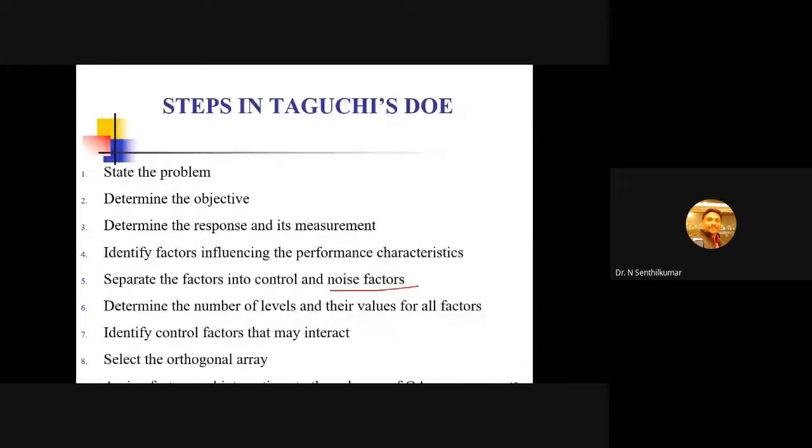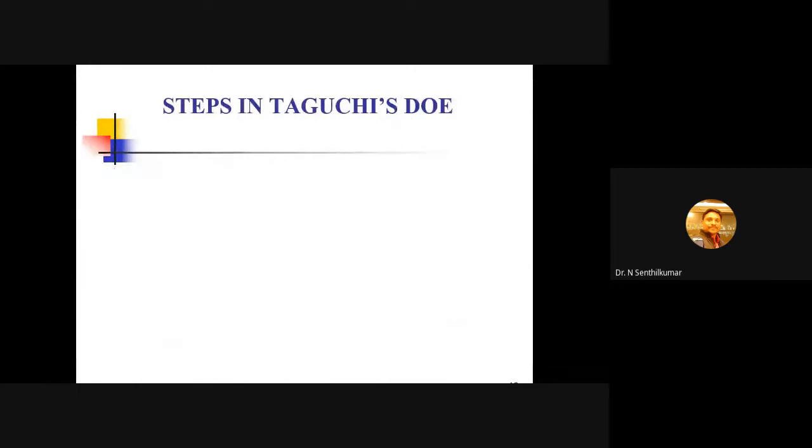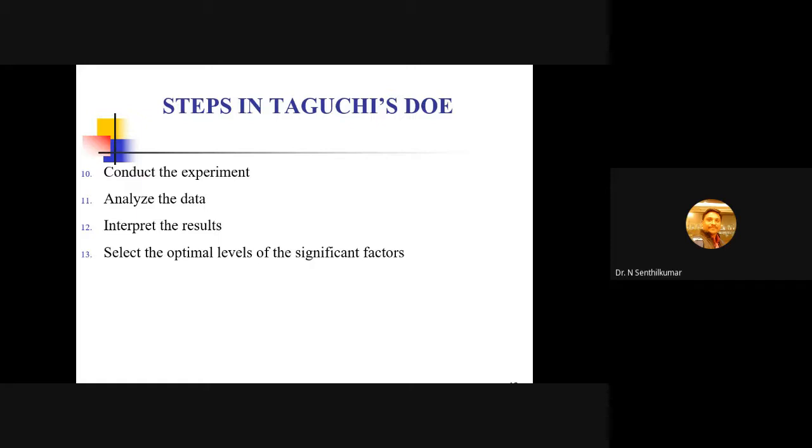Then assigning the factors. Don't worry about this. The software itself will take care of everything. But we just have to enter and we should know how to analyze that. Okay. Then conduct the experiment, record the output values. Then I'm going to analyze, I'm going to interpret the data. Then I'm going to determine the optimum conditions. And then I'm going to predict the output. For the optimum condition, what will be the output? That also I can predict. Okay. So these are the steps in Taguchi's DOE.